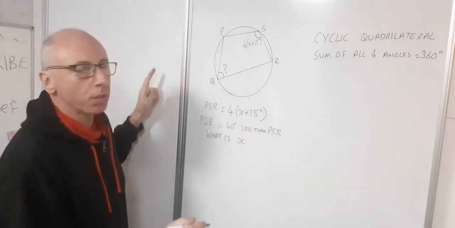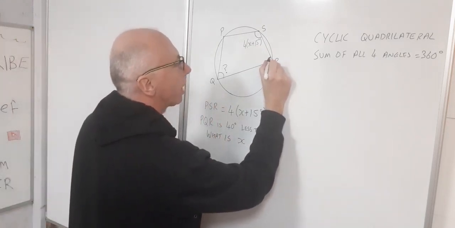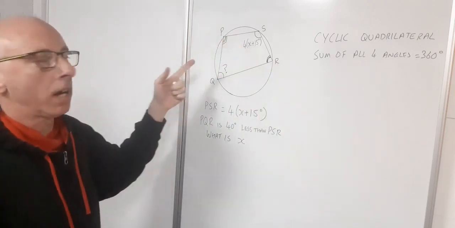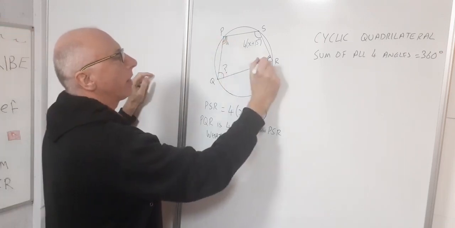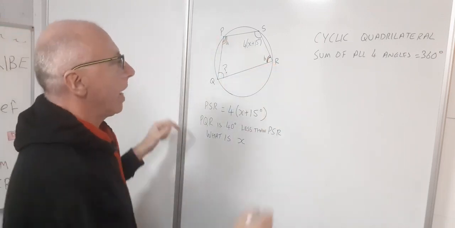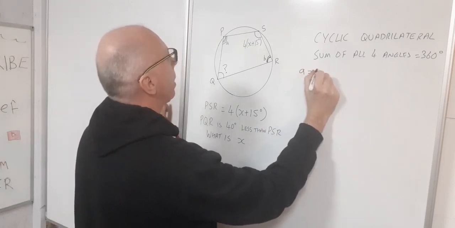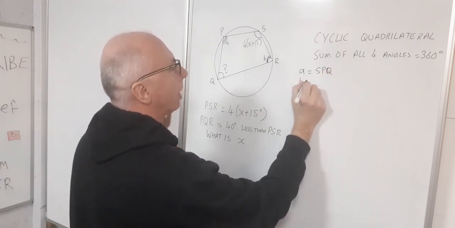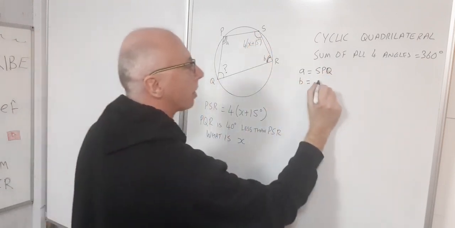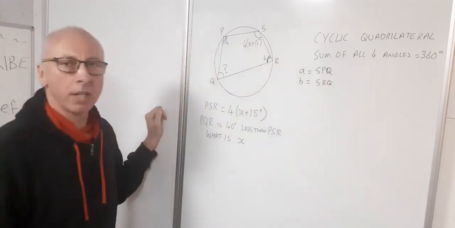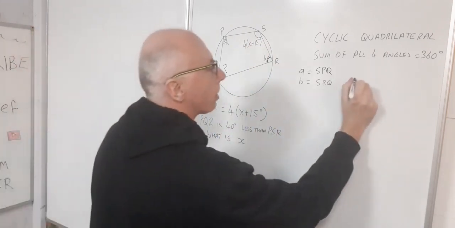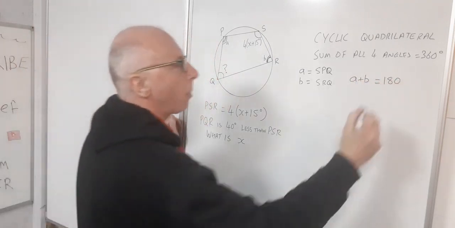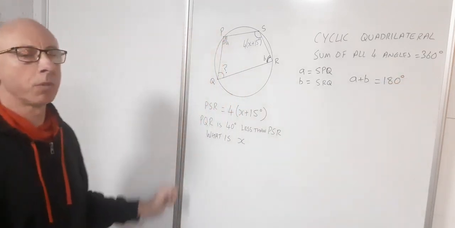So opposite angles, if we take this one here and this one here, and let's say I called that one angle A and this one angle B. So angle A is SPQ, and angle B equals SRQ. What I know is that the sum of those two angles, A plus B, is 180 degrees. So opposite angles in a cyclic quadrilateral sum to 180.